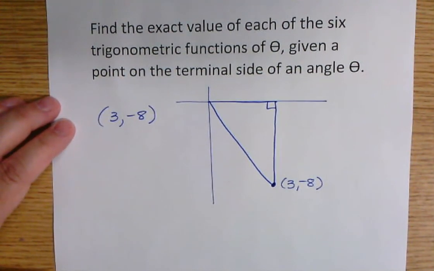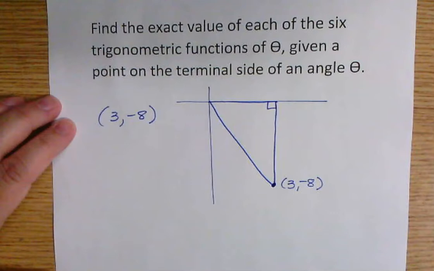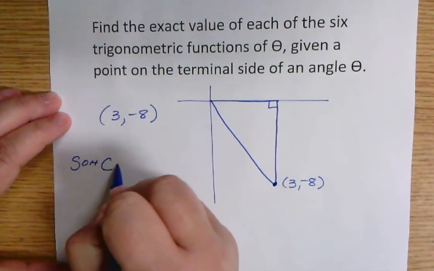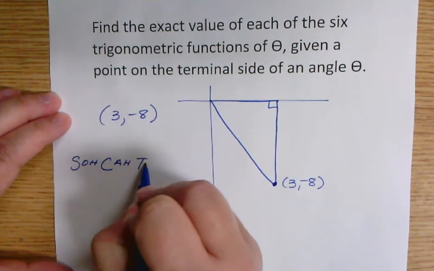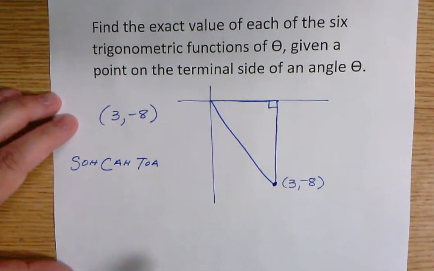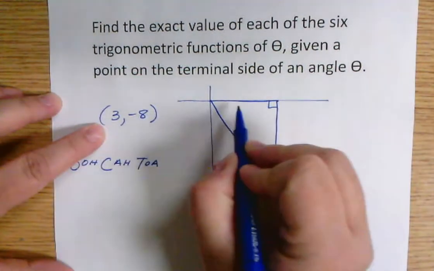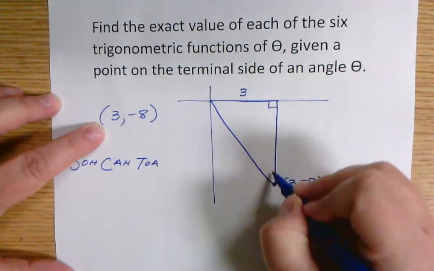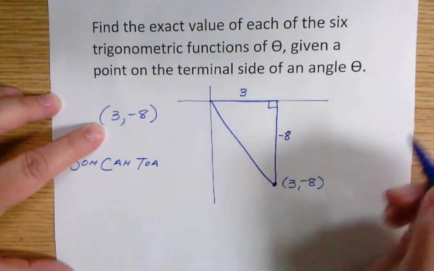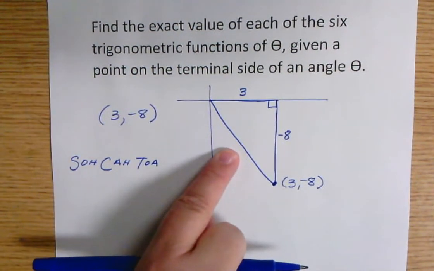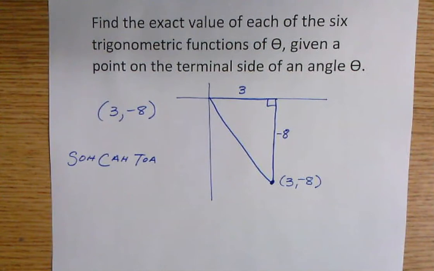Now, from here, you're pretty much going to use SOHCAHTOA. You're going to use the definitions of sine, cosine, and tangent, and the relationships we know between those trig functions and cosecant, secant, and cotangent. And I'm going to say, okay, this 3 indicates this side right here. And the -8 indicates how far I'm going down. All right, so then I need to find the hypotenuse. And the way I'm going to find the hypotenuse is the Pythagorean Theorem.